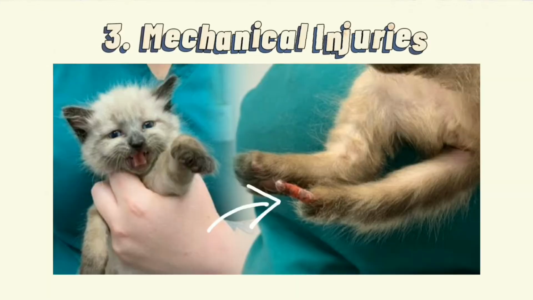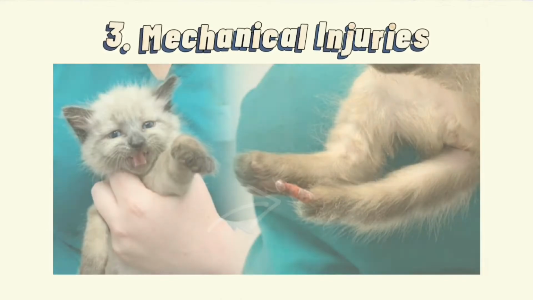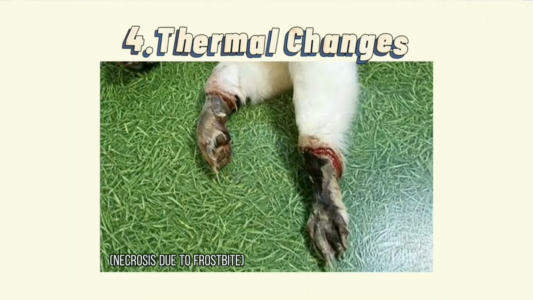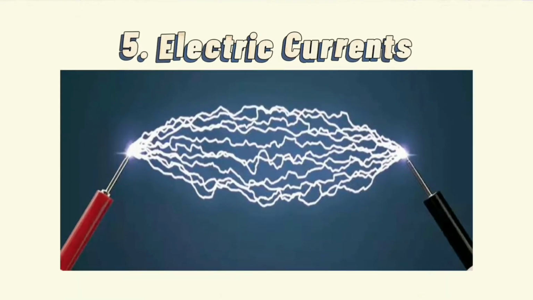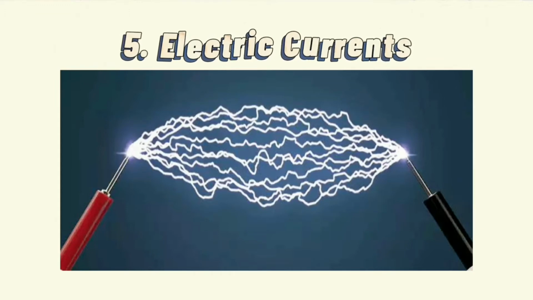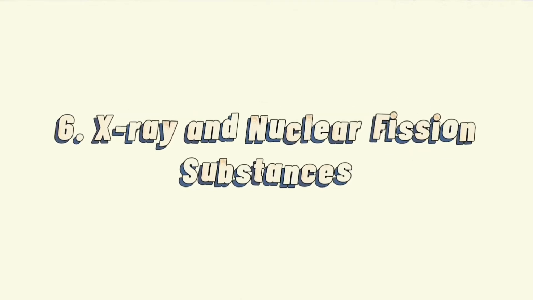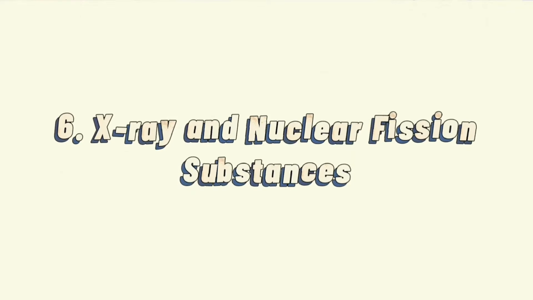Mechanical injuries cause necrosis when tissues are crushed or when blood supply is injured or destroyed. Both heat and cold can coagulate protein and cause necrosis. Electric current produced by lightning or generators may coagulate or char tissues. High voltage electric currents cause coagulation of protoplasm. X-ray and nuclear fission substances cause protoplasmic alterations that result in necrosis.